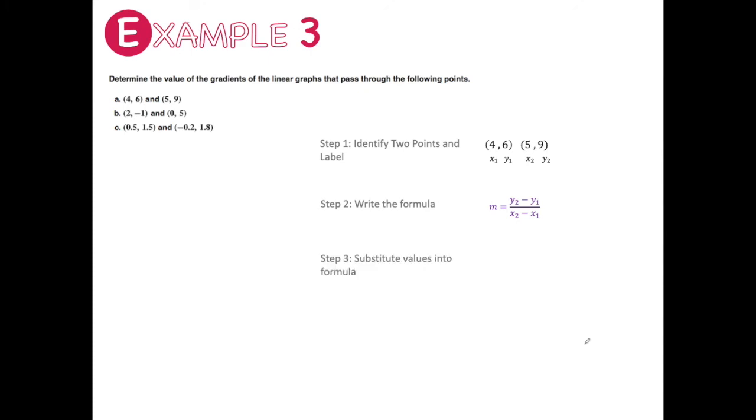So y2 minus y1 is going to be 9 subtract 6. And then x2 minus x1, so 5 subtract 4. So the last step is to calculate the answer. So 9 minus 6 is equal to 3. 5 subtract 4 is equal to 1. So my gradient is going to be 3 over 1, which can be simplified to 3.